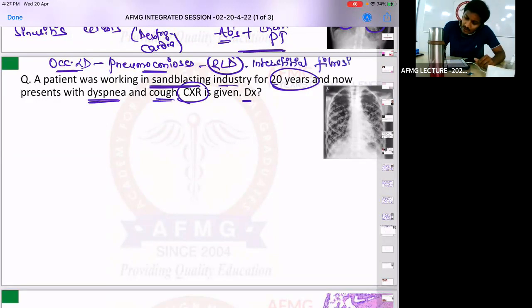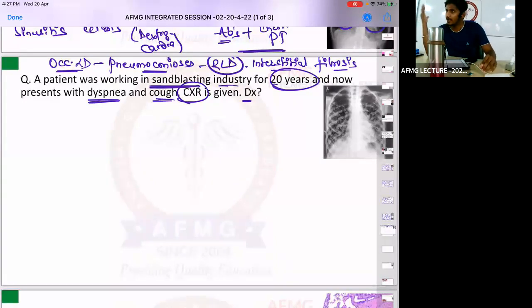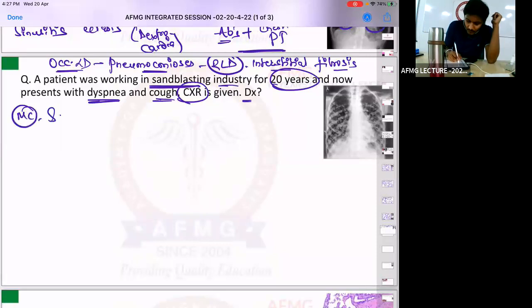Okay, no issues with this. Important, please remember. So, what is the characteristic feature of restrictive lung disease or pneumoconiosis? Interstitial fibrosis. Interstitial में fibrosis हो जाता है. ठीक है? That is why the compliance decreases and therefore it is RLD. Now, most common pneumoconiosis, anybody? Most common pneumoconiosis is silicosis.